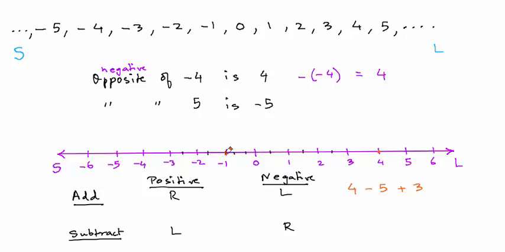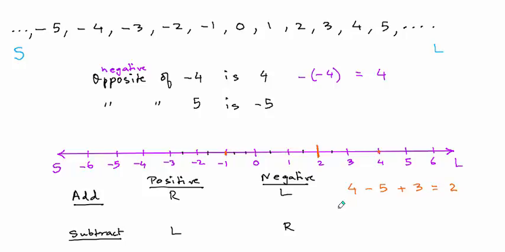And finally, you look at this plus 3, which means adding a positive. So you want to go to the right now by 3 units. 1, 2, 3. So this is our final answer. This is equal to 2 or a positive 2.